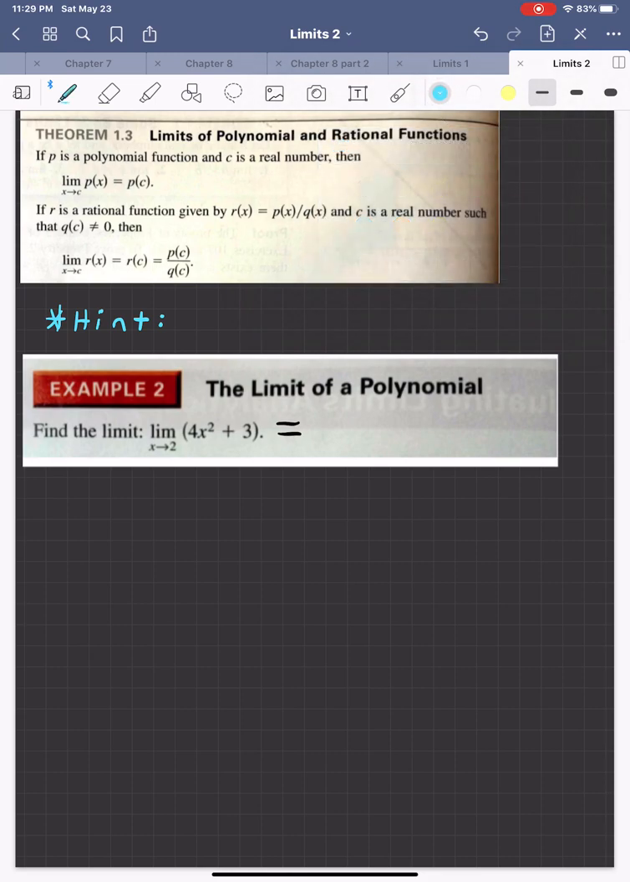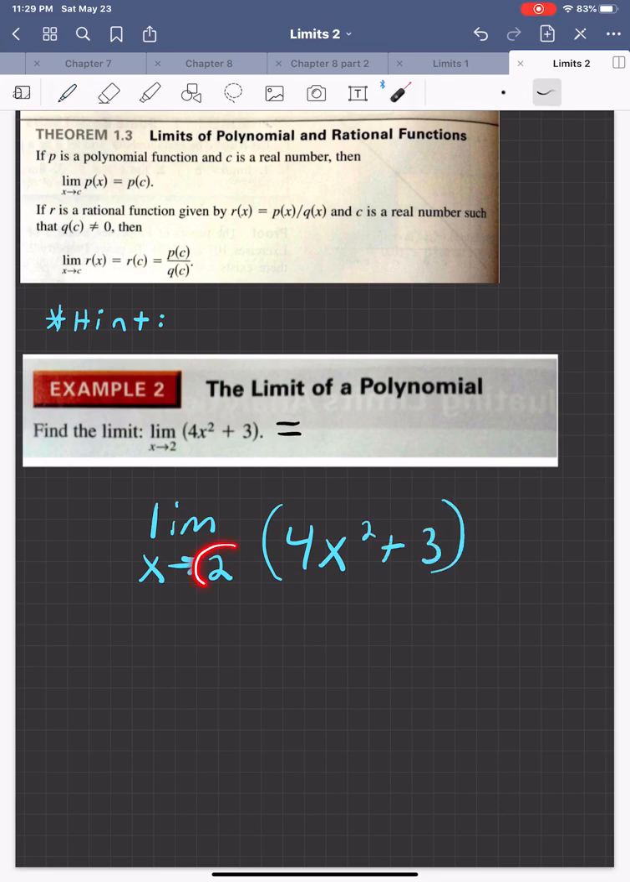Well, you could create a table. You could try to draw the graph and look at the graph of it. But here's what's beautiful about this. The properties of limits allow us simply to plug in the c value for x. So in other words, here's another way that you can evaluate limits. You could just simply plug the c value into the function. So in this case, we would have 4 multiplied by 2 squared plus 3.